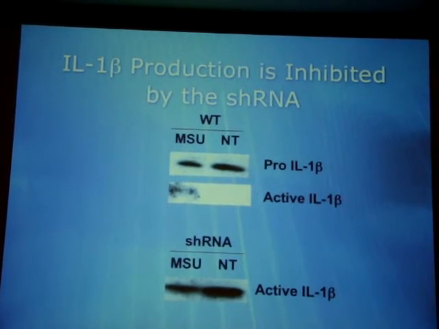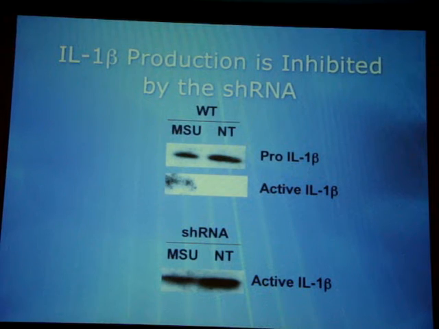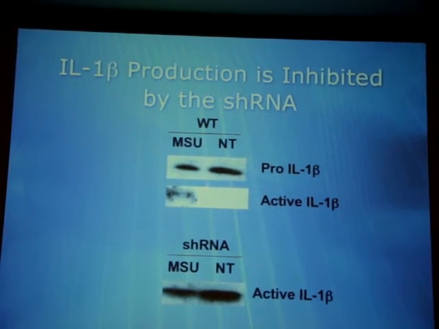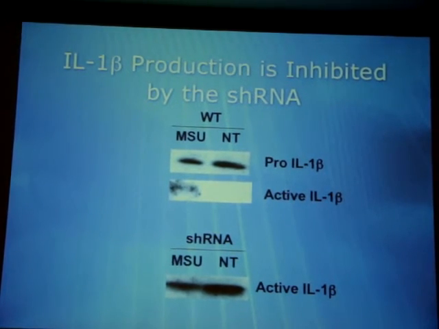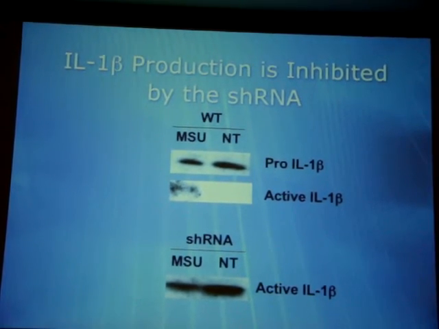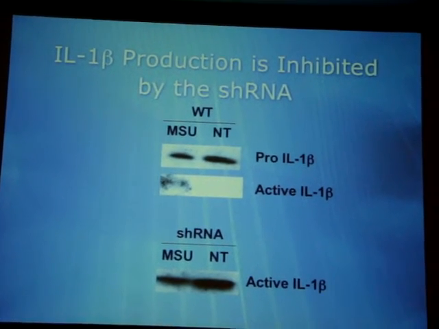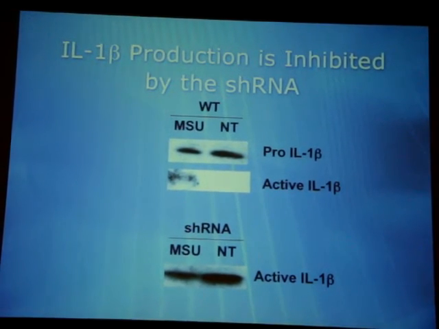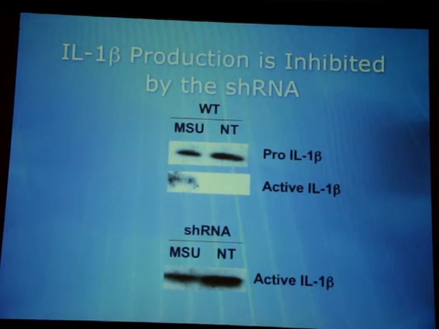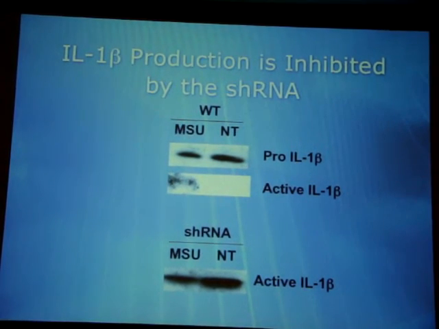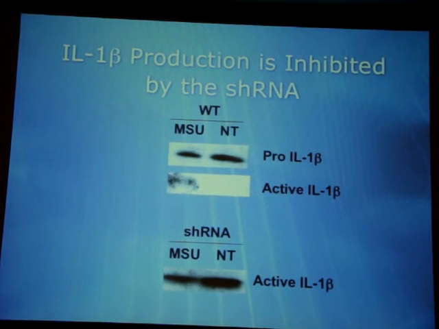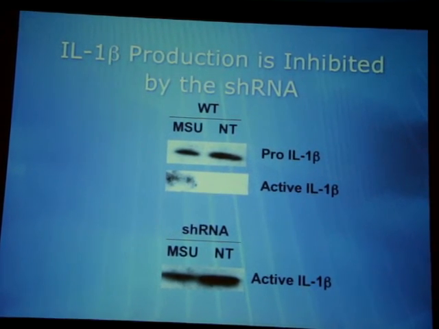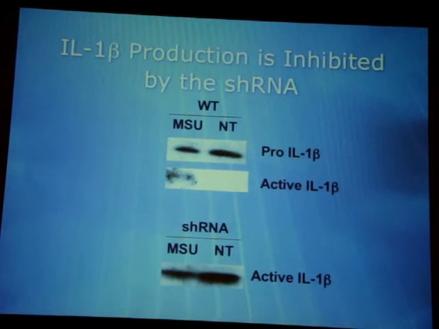Finally, I did a Western blot for IL-1 beta, and you can see with the wild type, there is more pro-IL-1 beta for the no treatment than the MSU, while the reverse is true for the active. This is because when MSU is introduced to the cells, more pro is being activated so that it can fight the infection. This is not the case, however, for the shRNA cells, where there is not an increase in active IL-1 beta for the MSU cells, and there appears to be a decrease.